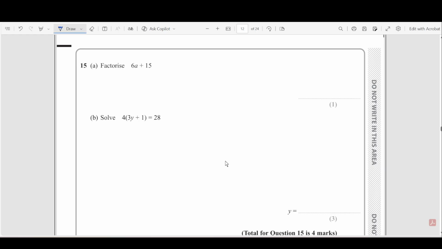Next is factorize this. Factorizing, if we are given any expression, we need to take any common factors out. Like here, in both of them we can take 3 common, because 3 is a factor of 6 and 15, right? So if I take 3 out, 3 times what is 6? 2. A is also there. 3 times what is 15? 5. So 5 would be there inside, right? And that's the answer.